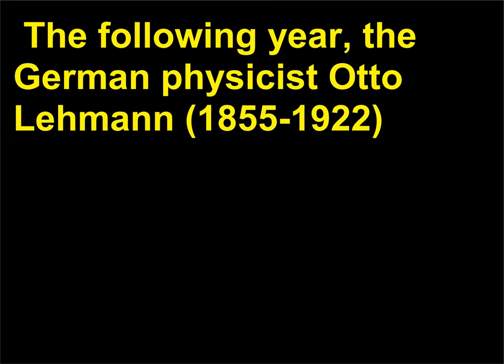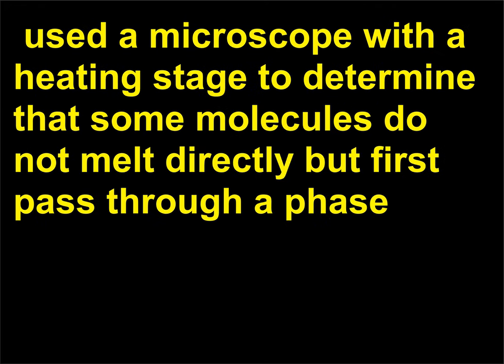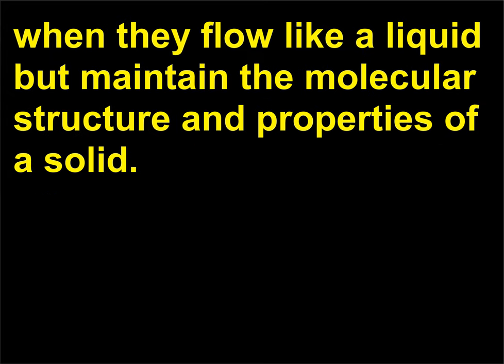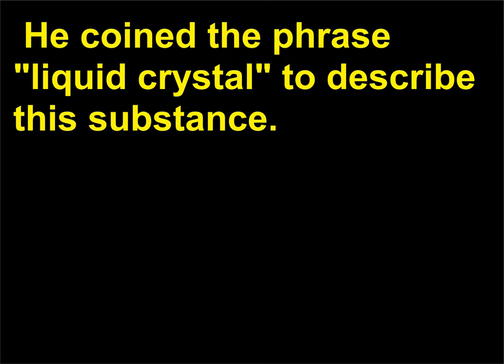The following year, the German physicist Otto Lehmann, 1855-1922, used a microscope with a heating stage to determine that some molecules do not melt directly but first pass through a phase when they flow like a liquid but maintain the molecular structure and properties of a solid. He coined the phrase liquid crystal to describe this substance.